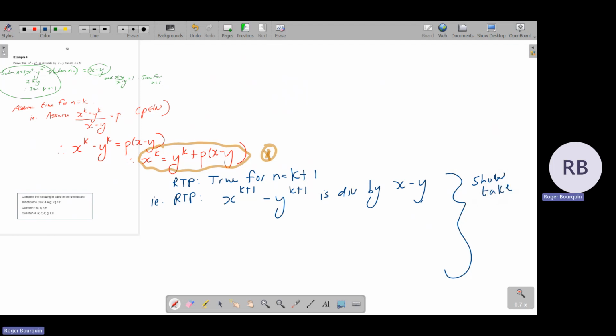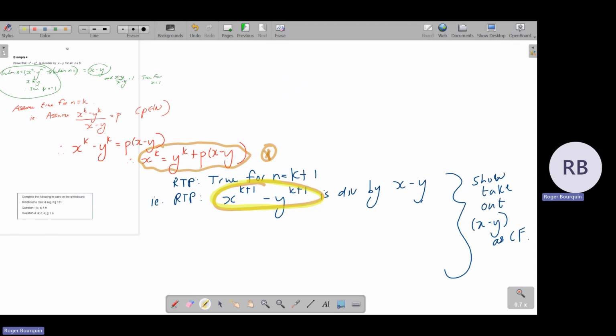Right, so you have to show you can take out x minus y as a common factor. That's your objective. You want to take this expression and show that somehow you can take out x minus y as a common factor. To do that, you're going to have to use substitution. No, actually, no.